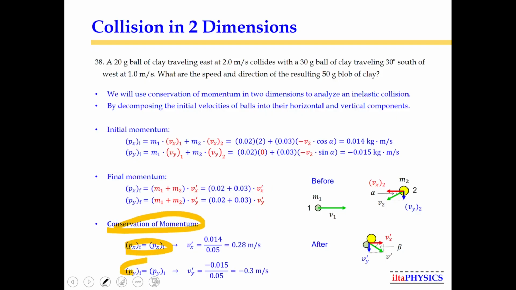Based on the principle that momentum before and after is equal, the x component of the final velocity is 0.28 meters per second. Using the same method, the y component of the final velocity is minus 0.3 meters per second. Again, keep in mind that since the y component of the velocity is downward, it takes a negative value. When analyzing motion, make sure to use the correct signs in your calculations. Up to this point, we've gone through the decomposition and analysis stages of the 2D collision.